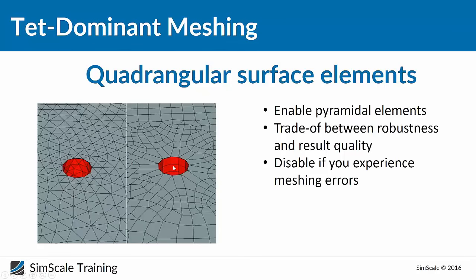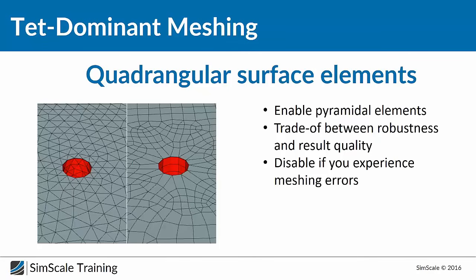First of all, this will also enable pyramidal elements to have a transition between the tetrahedral and the quadrangular elements. The reason why we should use these quadrangular elements is that in theory, quadrangular elements give you better result quality, but on the other hand, they are less robust. So it's a trade-off every time we have to decide. Using only tetrahedral elements means our meshing will be more robust, while if we want to increase the result quality, we should also use quadrangular surface elements.